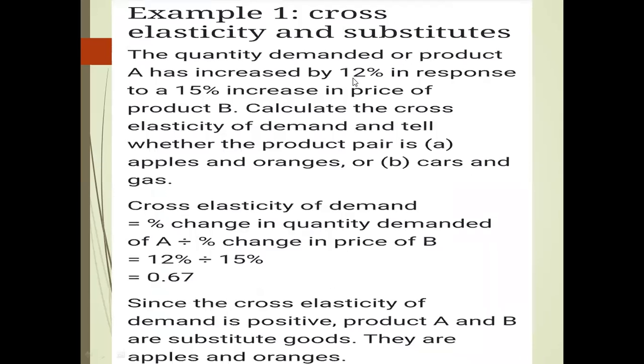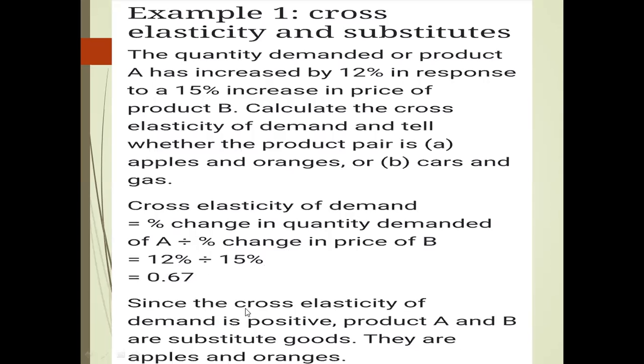So here your work is easy because he has already given the percentage change in the price as well as the percentage change in the quantity demanded. The formula we know: cross elasticity of demand is the percentage change in the quantity demanded of A over the percentage change in the price of B. Simply you put the values here, 12 by 15, it will be 0.67. This value is positive. You see here, this is positive.